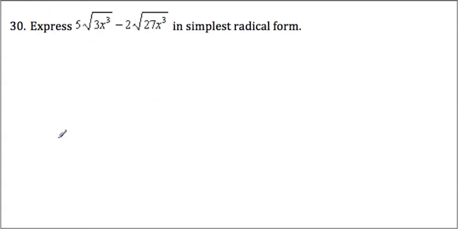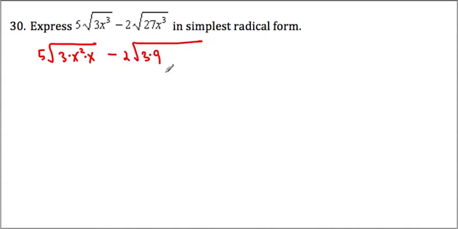How about number 30? You see, in order for us to make this one into simplest radical form, since we have a square root, what we are looking for is squares. So 3 times x squared times x. That's how else I can write down x cubed. Minus 2 times 27, which is in fact 3 times 9, and 9 is good because it's a perfect square. Times x squared times x. Then as you can see here, x squared can come out, becomes x by itself. Here 9 can go out, becomes 3. And x squared can also go out.